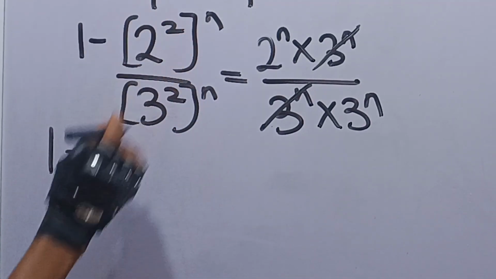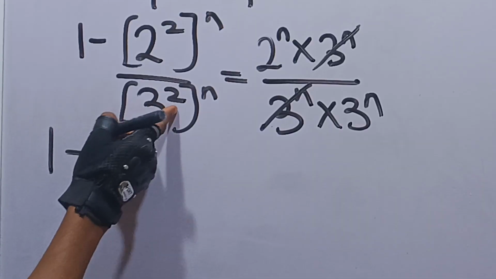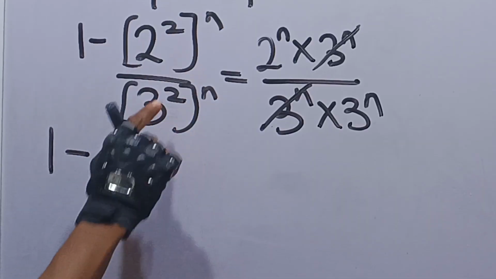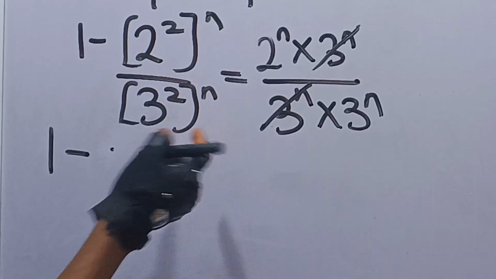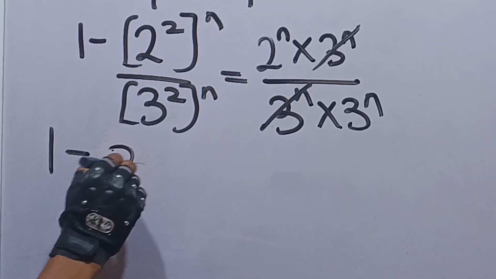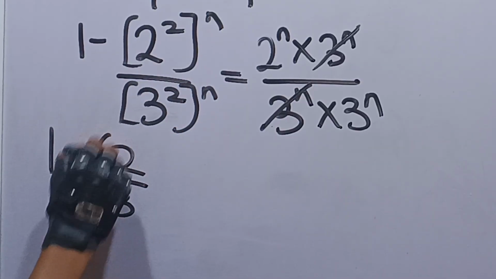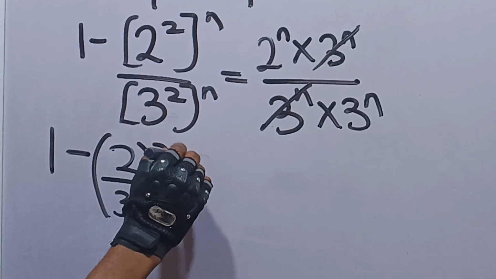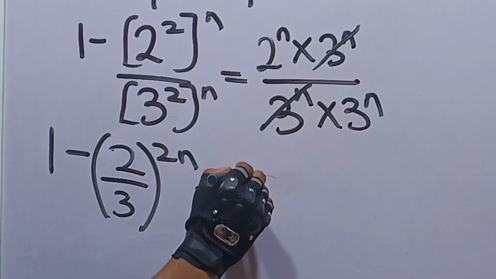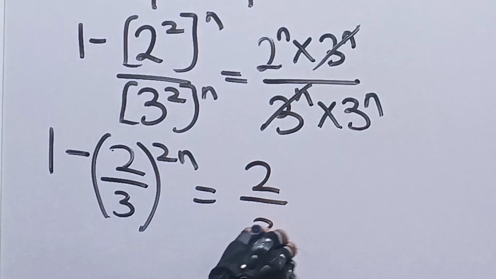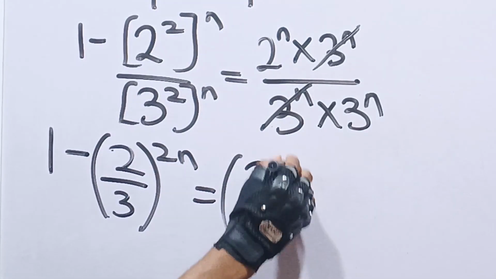Now you can re-express this, because this is squared and this is n, when you have this, you can multiply the powers. So this becomes 2 raised to power 2n and 3 raised to power 2n. So we can say that this is now equal to 2 divided by 3 all raised to the power of 2n, equal to 2 raised to power n and 3 raised to power n. So we can say that this is 2 divided by 3 all raised to the power of n.